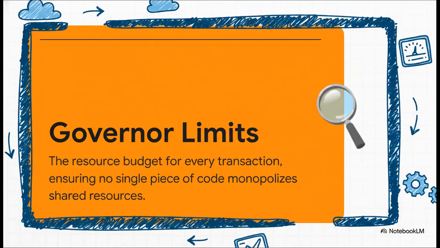The easiest way to think about governor limits is like a really strict budget for your code. See, Salesforce is what we call a multi-tenant environment. We're all sharing the same resources. So the platform gives every single transaction a fixed allowance for things like database queries, processing time, and memory. It's what makes sure that one person's runaway code can't slow down the whole system for everybody else.